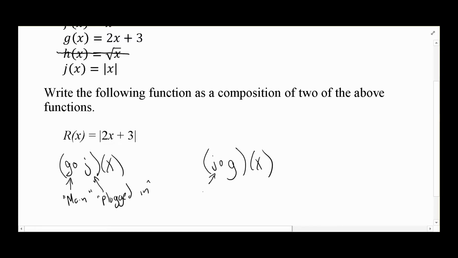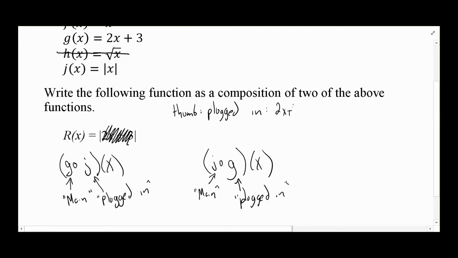So is the J the main thing and the G what's plugged in, or vice versa? So if I were to put my thumb over a portion of it, the thumb or the plugged in was the 2x plus 3.